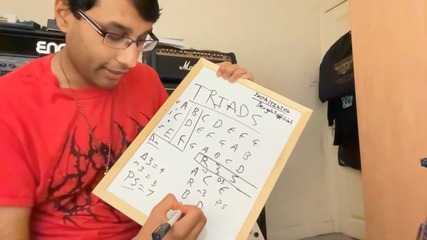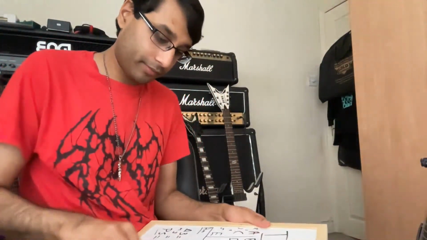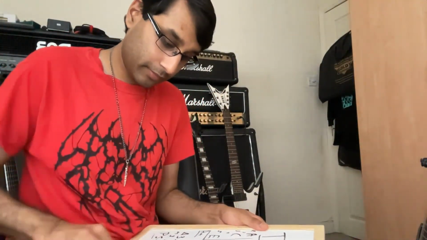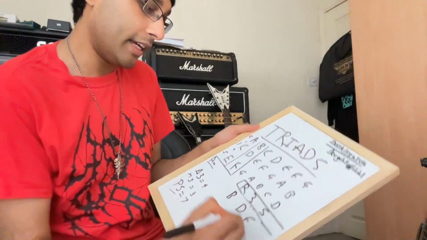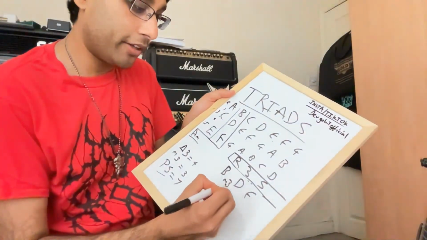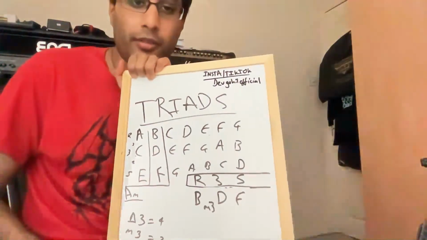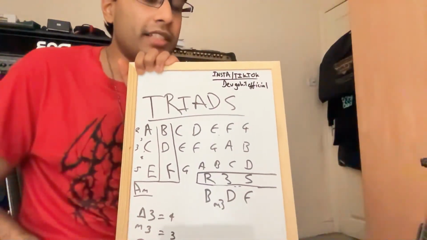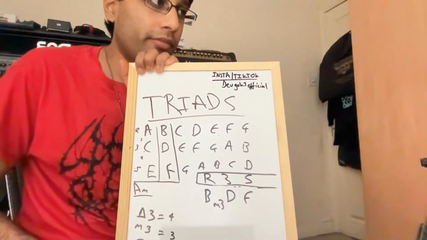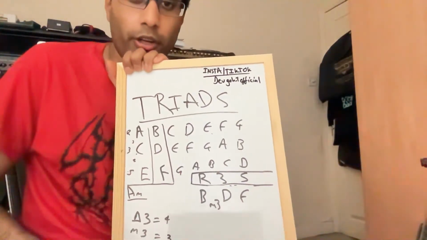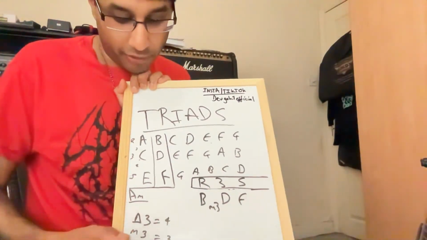So I'm going to do that underneath here. I'm going to remove that A section as well. So B, D, F. So B to D is a minor third, and D to F. If you go on a guitar, your D note is the 10th fret on low E, and the F note will be the 13th fret on low E. So how many frets distance is that from D to F? Is it 3 or 4?